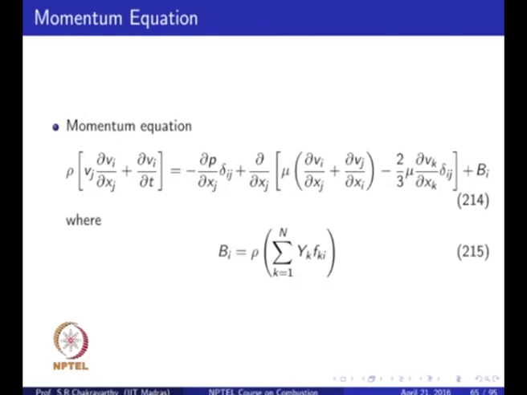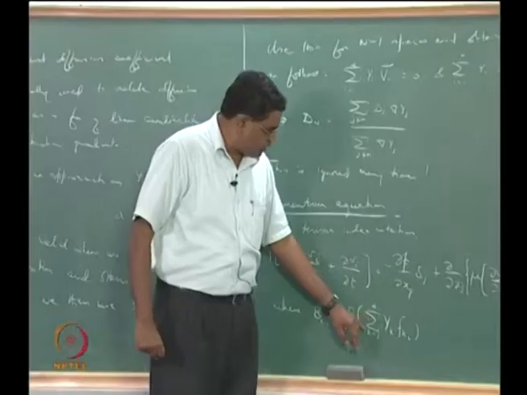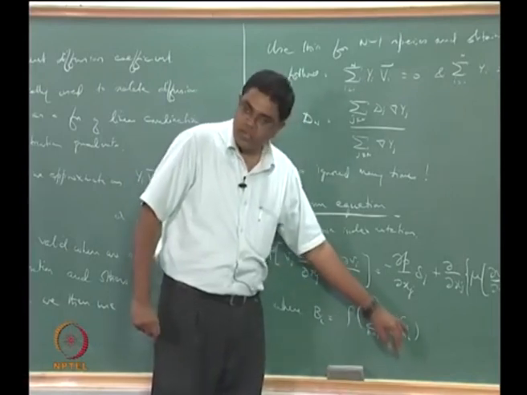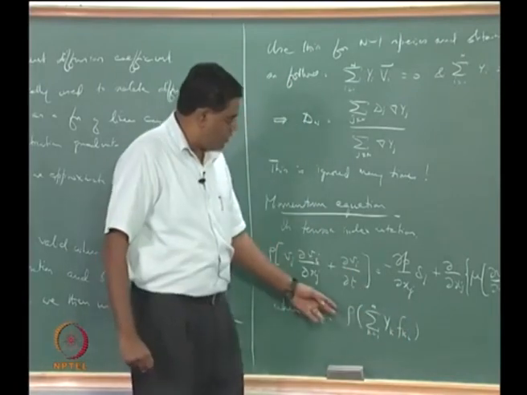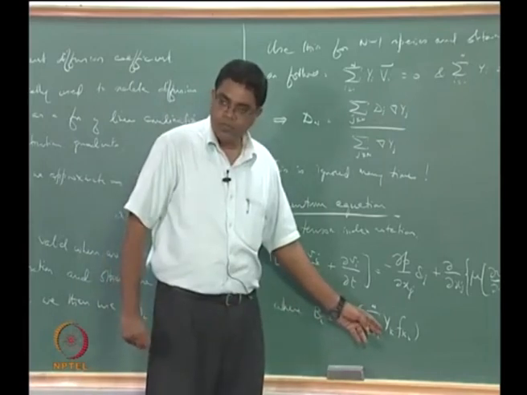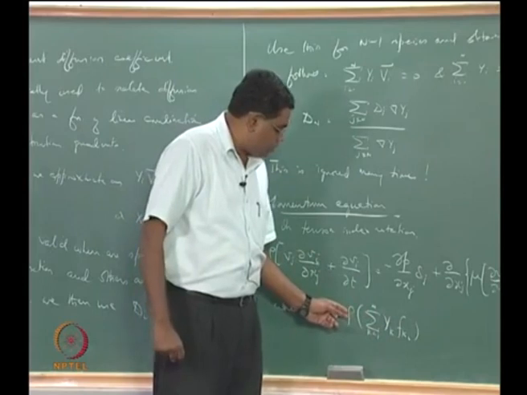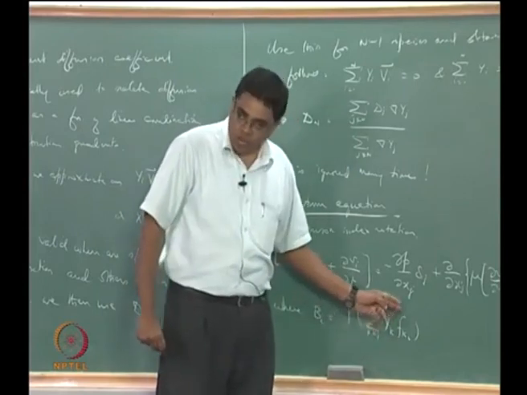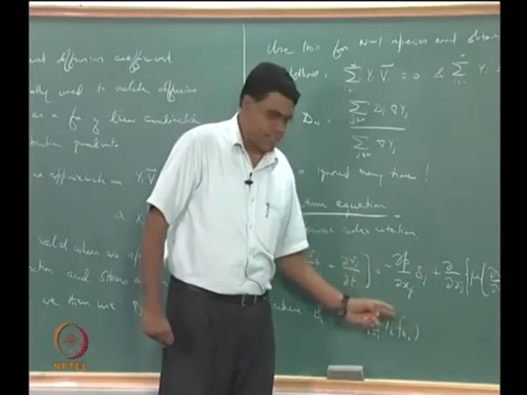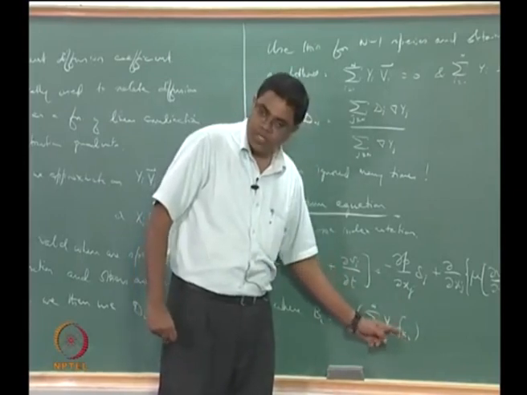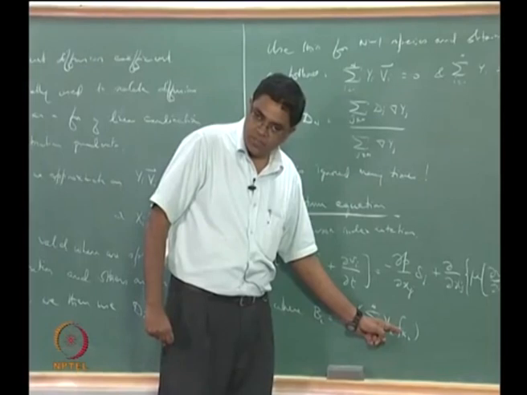We can probably go a little bit backwards. Bi is actually rho times the sum over k equals 1 to n of yk fki. And of course rho doesn't depend on the summation, so it could be taken in. If you now think about rho yk as rho k, then rho k fki, where fki obviously is a vector, but k means it depends on species.